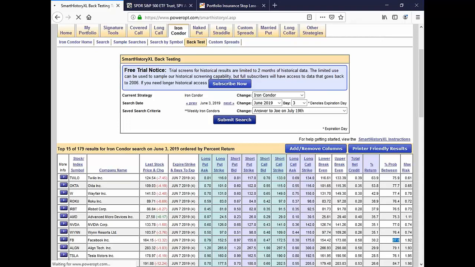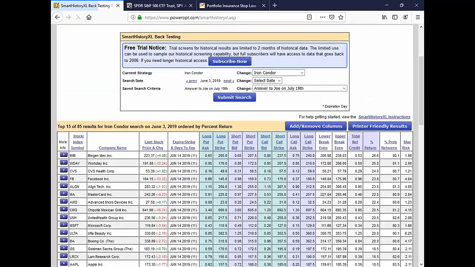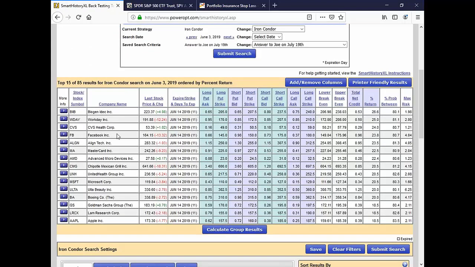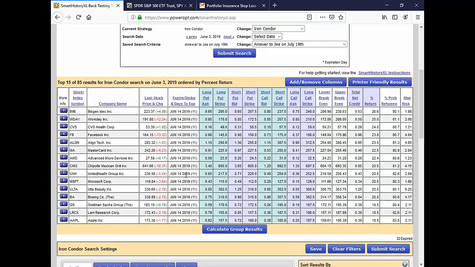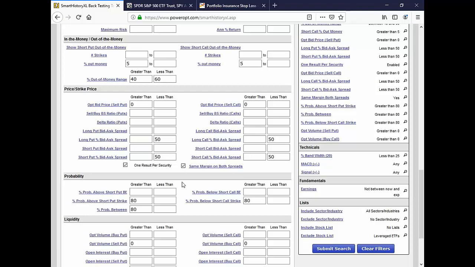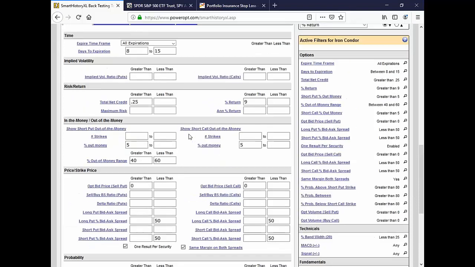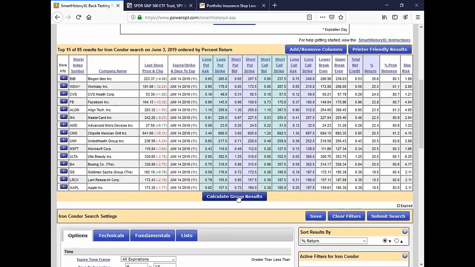My apologies, I need a drink of water there. All right. Biogen, Workday, CVS, Facebook, Align, MasterCard. Oh, no. Oh, no, I did. Good. I wanted to make sure that we were not using any stocks that had earnings between now and expiration.